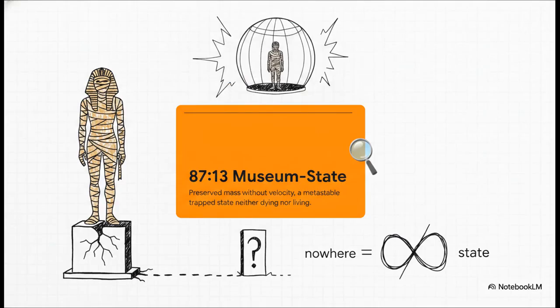And the consequence of this collapse? It's what the source calls the 8713 museum state. Think of Pharaoh's preserved body. The false god and the follower end up in this hollow, trapped, metastable state described in the text as neither dying therein nor living. It's literally a monument to a path that leads absolutely nowhere. You have preserved mass, but zero velocity. The crow might have showed him how to bury his brother, but no bird can resurrect him from this.